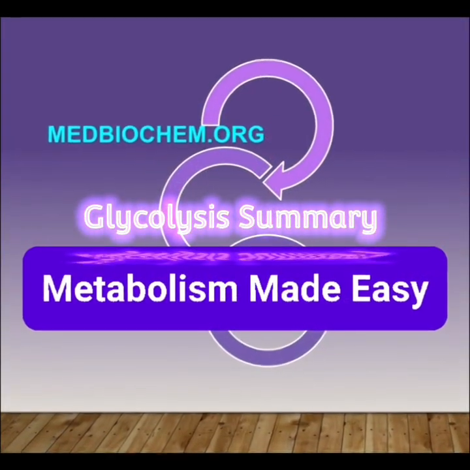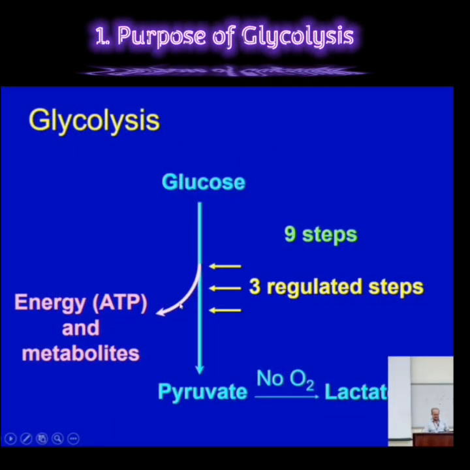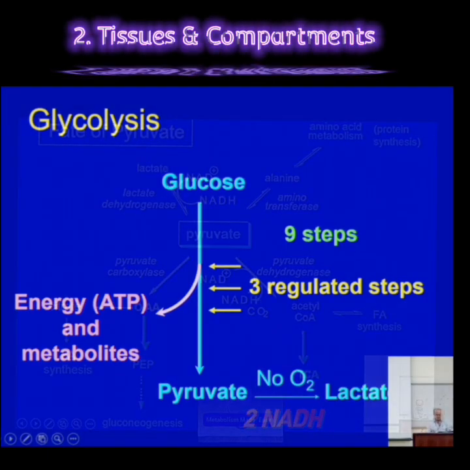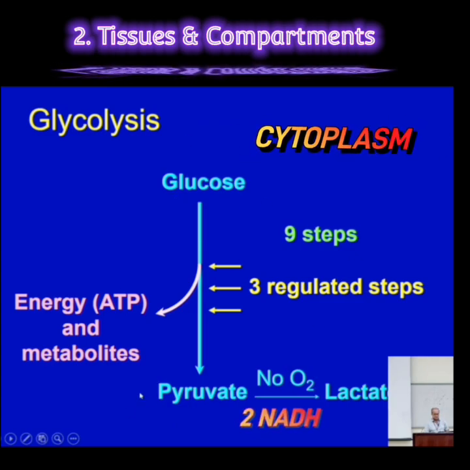Glycolysis is a catabolic pathway that breaks down glucose to produce pyruvate or lactate and produce energy along the way. Glycolysis occurs in all cells, and all the enzymes needed for the pathway are present in the cytoplasm.